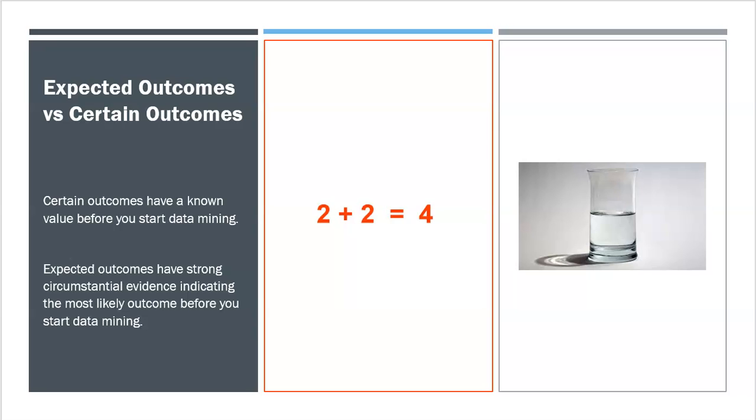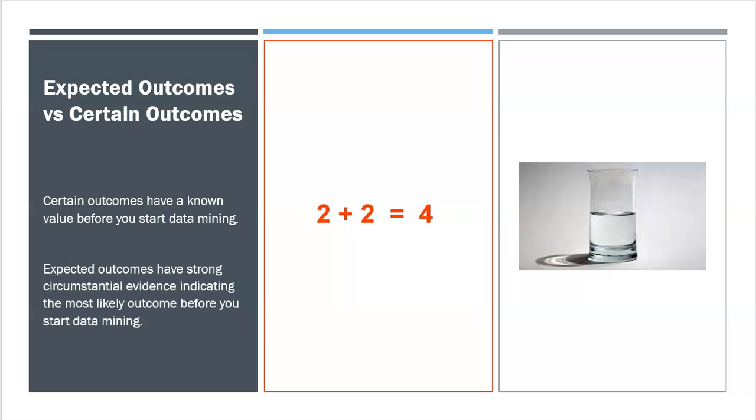Certain outcomes have a known value. For example, 2 plus 2 is always 4. This is an outcome you can easily prove, and every time you have 2 and you add 2 more to it, you will always get 4. If you come up with 5, well, there's a problem with your data.